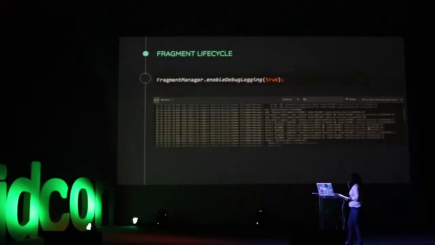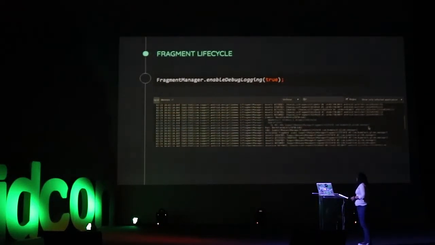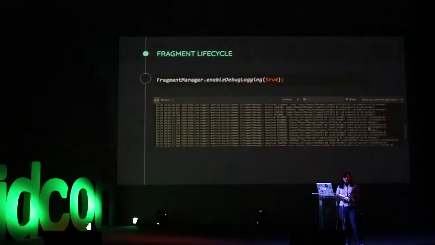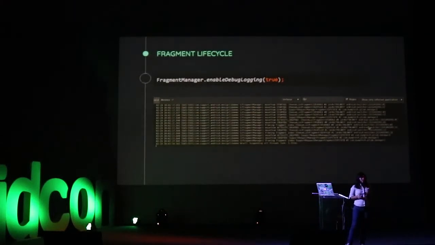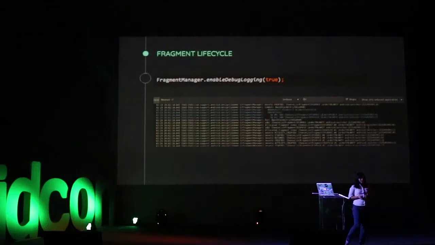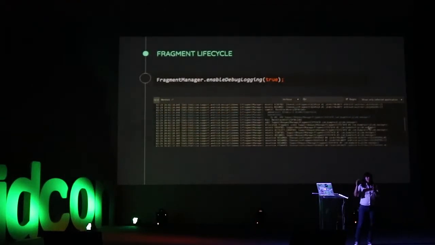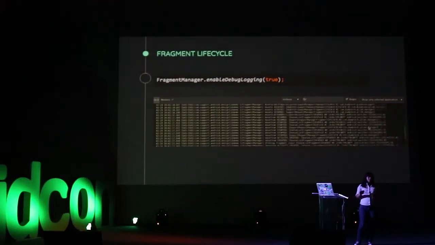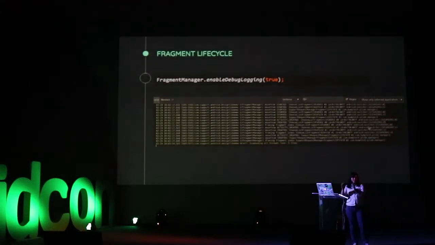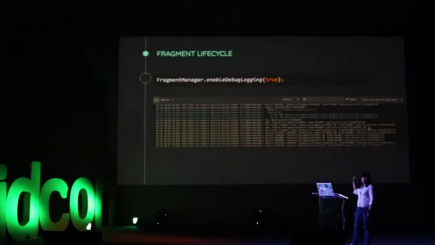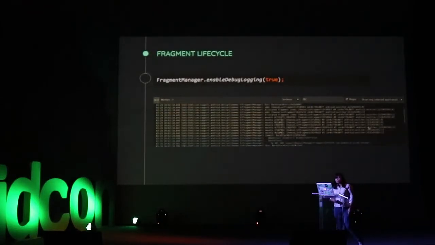This is from G-Square. It's kind of low res, but it shows a lot of information about what's going on with the fragments. I think it's most useful if you want to look at lifecycle state transitions, because that way you don't have to override your onResume or onCreate and Timber or log that the fragment is now created or the fragment is now resumed. If you just enable that one line, everything will be displayed for you in Logcat.